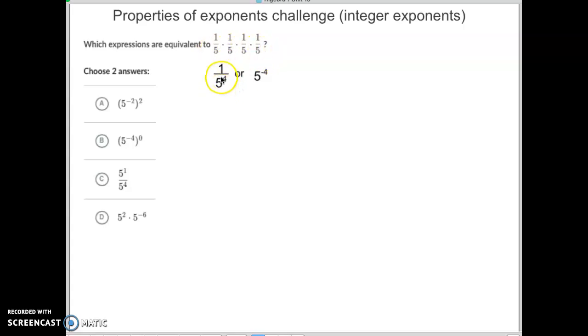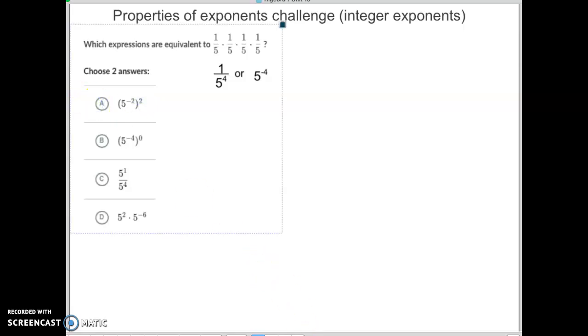Another way of writing this, if I want to move this from the bottom to the top so it's not in fraction form, is 5 to the negative fourth. So either one of these is correct. We're looking for the answers here that truly come out to be 5 to the negative fourth. Well, letter A. Remember, when I have a power to a power, I multiply the powers. So what is negative 2 times positive 2? It is negative 4. So this would be 5 to the negative 4, which is what we're looking for.